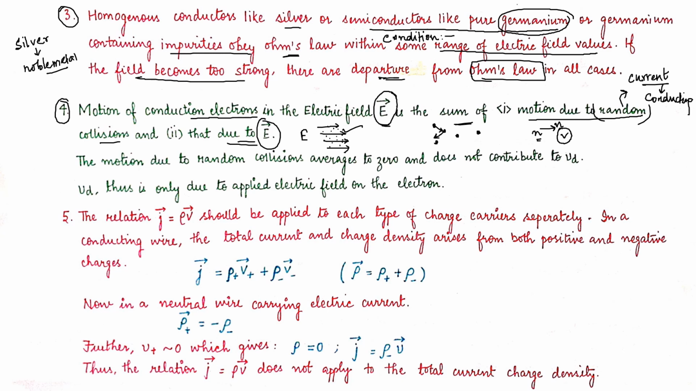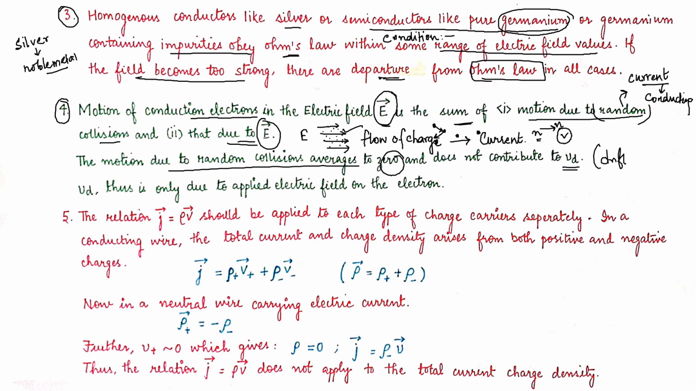Another thing is the motion due to the electric field. Once we have applied the electric field, these electrons will tend to show more motion, and hence there will be flow of charges or electrons which will lead to the current. The motion due to random collision averages to 0 and does not contribute to the drift velocity.